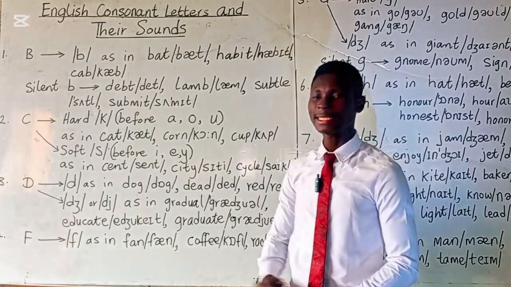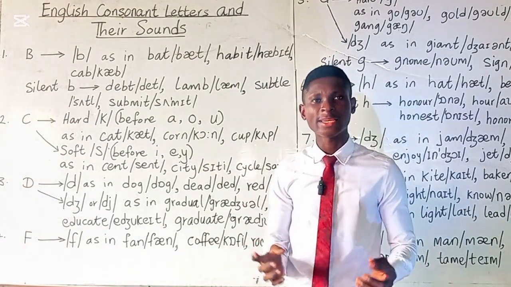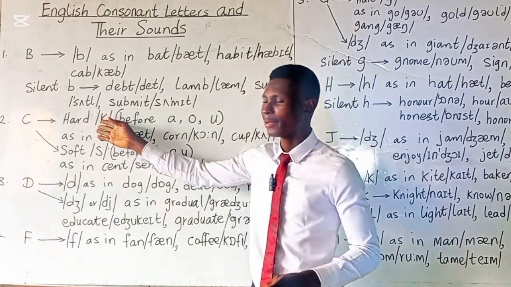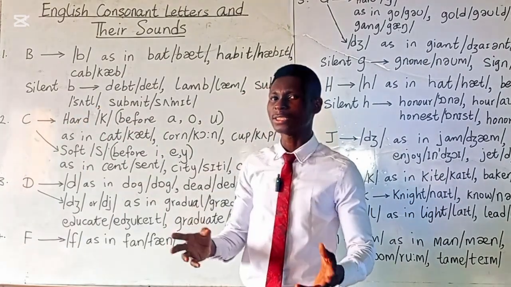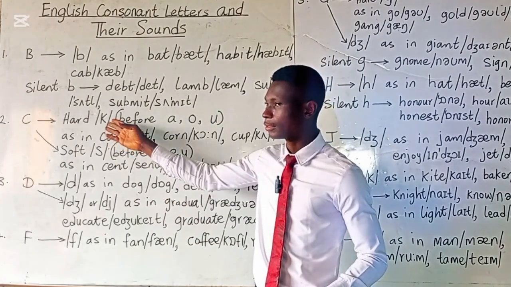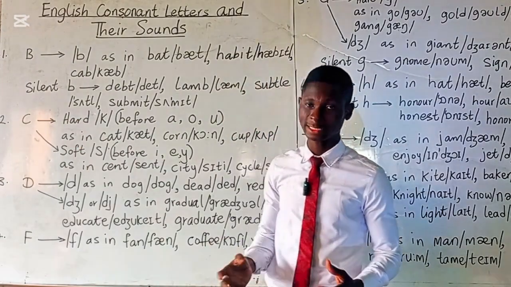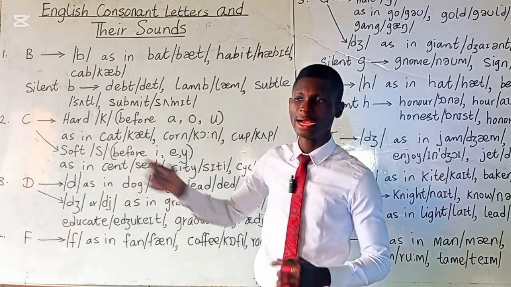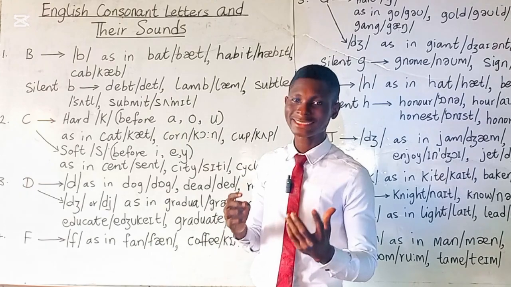Moreover, we have the letter C, and letter C is realized in the hard form and also the soft form. In the hard form as K and in the soft form as S. So letter C is not a sound, it's just a letter. We have other symbols representing the sounds we have in place of letter C. So wherever you have letter C, you either articulate it as K or you articulate it as S.